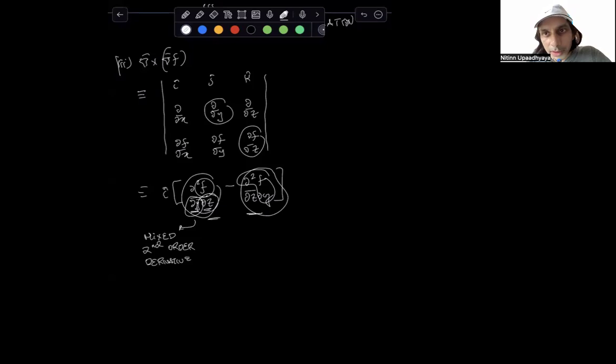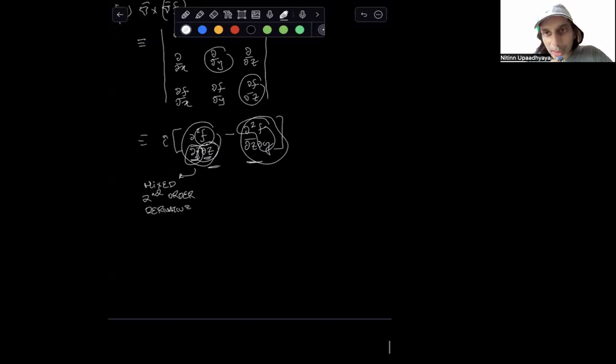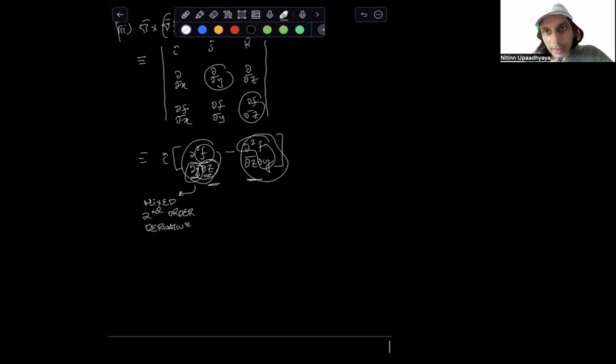This may not be very obvious, and in fact, you can construct some functions for which this is not true. But for most functions which we encounter, it turns out that these mixed derivatives are actually equal. So let me just work out this entire del cross del f, and let's see what the remaining two terms are, and then we'll arrive at a conclusion.